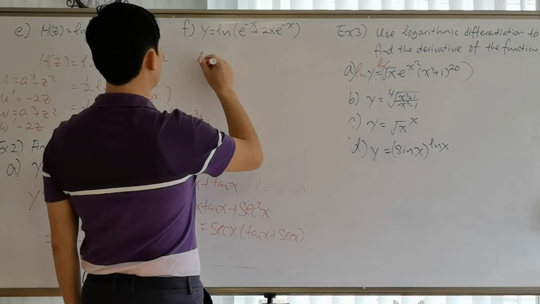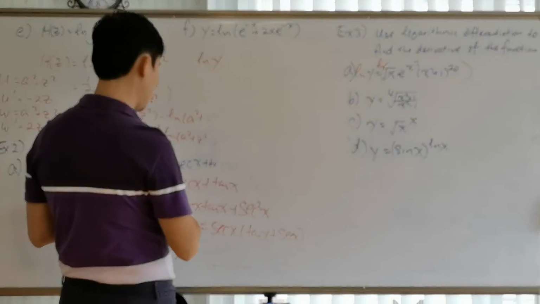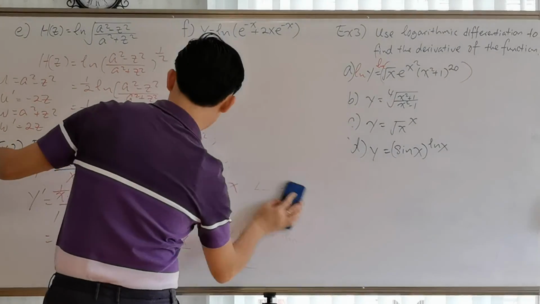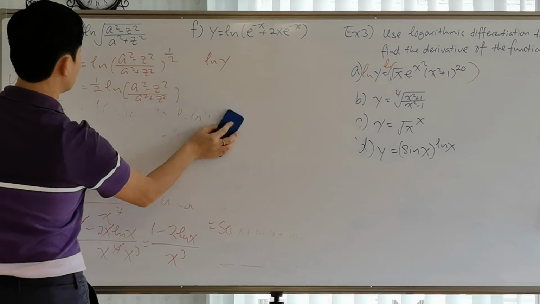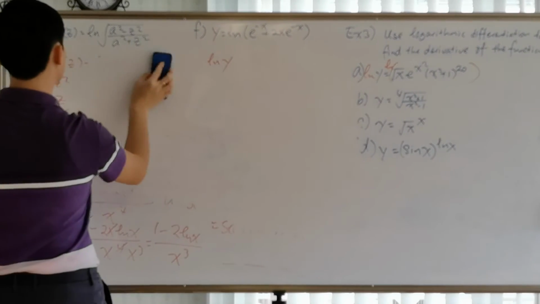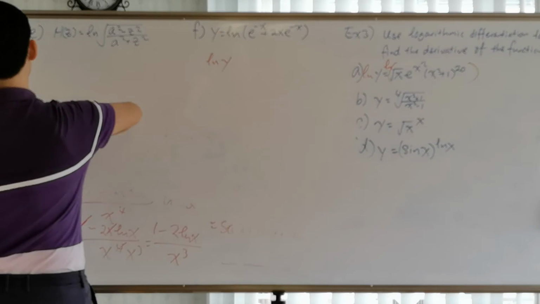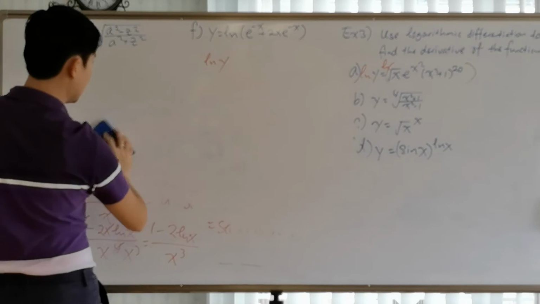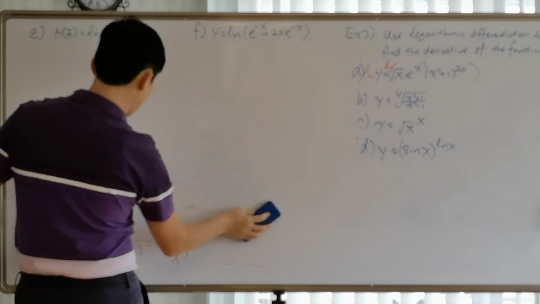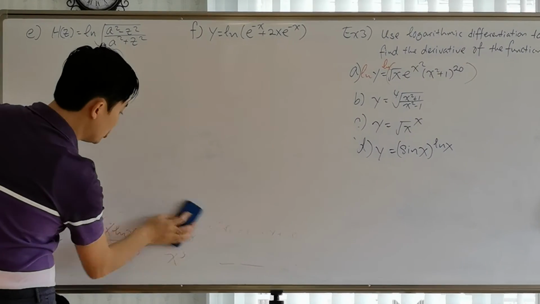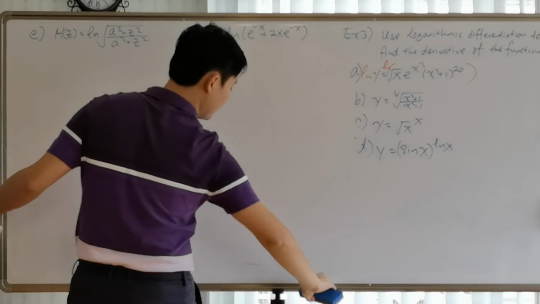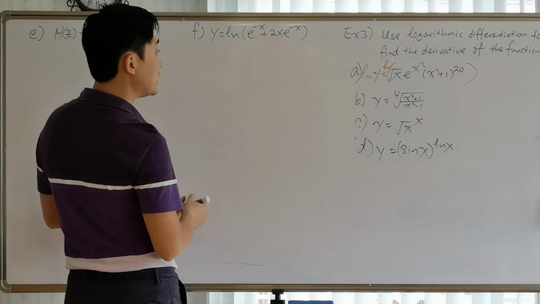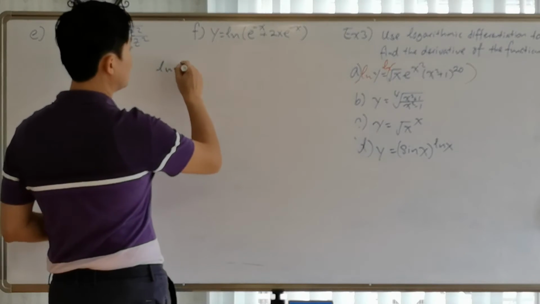So it's natural log of y. Okay, let me get more space here. So basically you can expand it all the way through. Once you expand all the way through, you'll see that it's term by term. Once we get the polynomial back term by term, it's easier to differentiate. So the first one, take the natural log of both sides. So we have natural log of y.